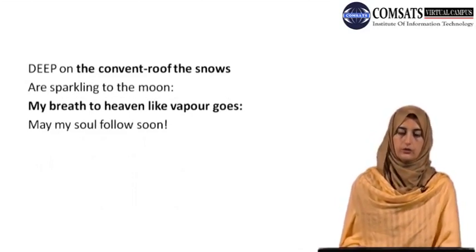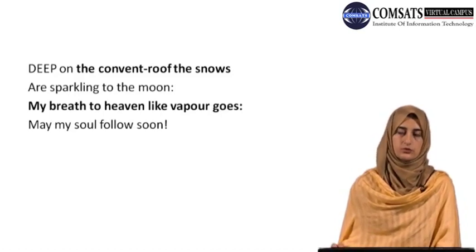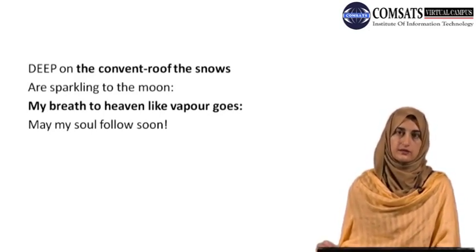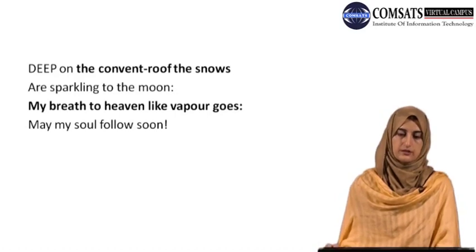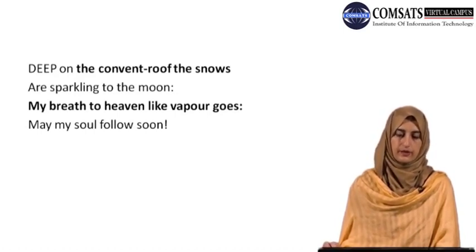Let us now look at the text of the poem and see how the religious and the spiritual sentiments are expressed. The very first few lines describe to you the setting of the poem. They tell you that the setting is religious, that the setting is a convent. And Tennyson says, "Deep on the convent roof, the snows are sparkling to the moon. My breath to heaven like vapor goes, may my soul follow soon."